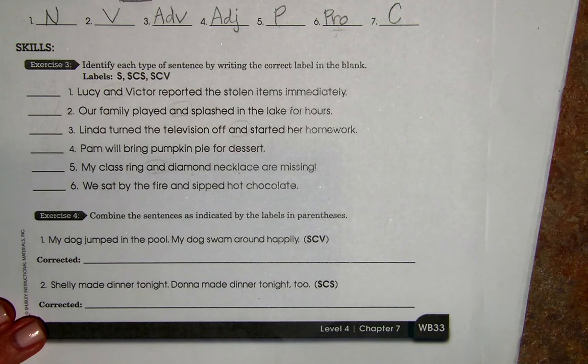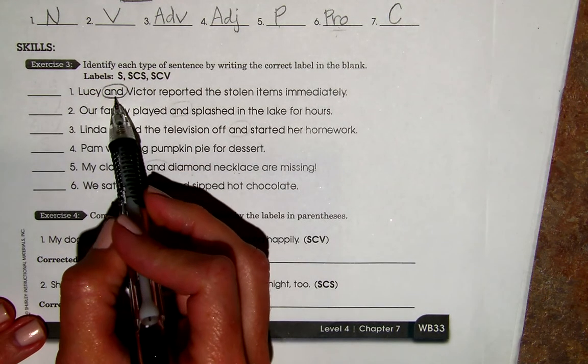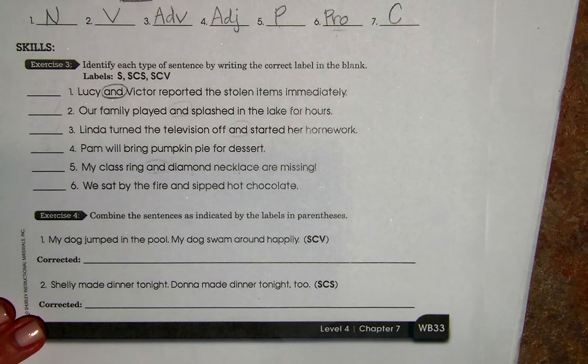"Lucy and Victor reported the stolen items immediately." The first thing I notice is that, hey, here is a conjunction. Even though my instructions don't tell me to do this, I'm going to circle it so that I recognize that that's a conjunction.